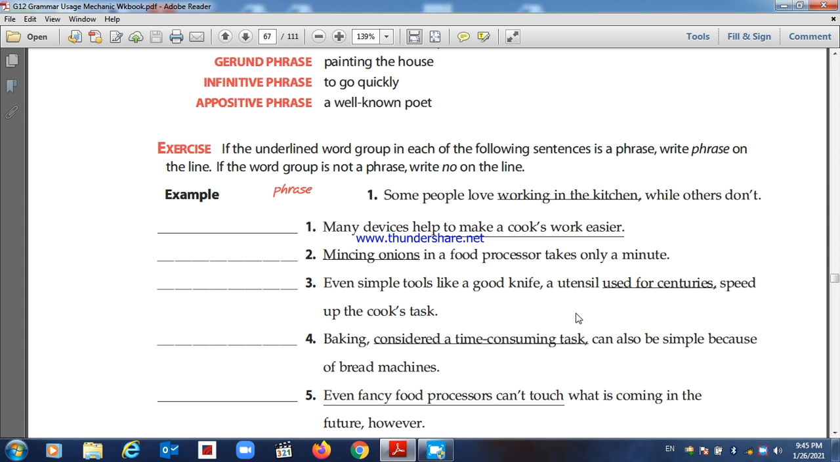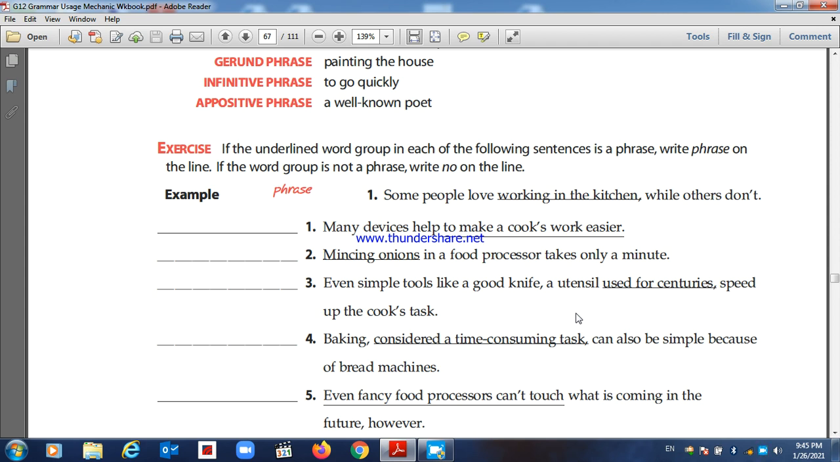Number 3, even simple tools like a good knife, a utensil used for centuries. The underlined words, used for centuries. As I told you, if we have a participle which ends by ed or ing, whether past participle or present participle, they are parts of verbs and they are not main verbs. Here we have a past participle, so it's a participial phrase.